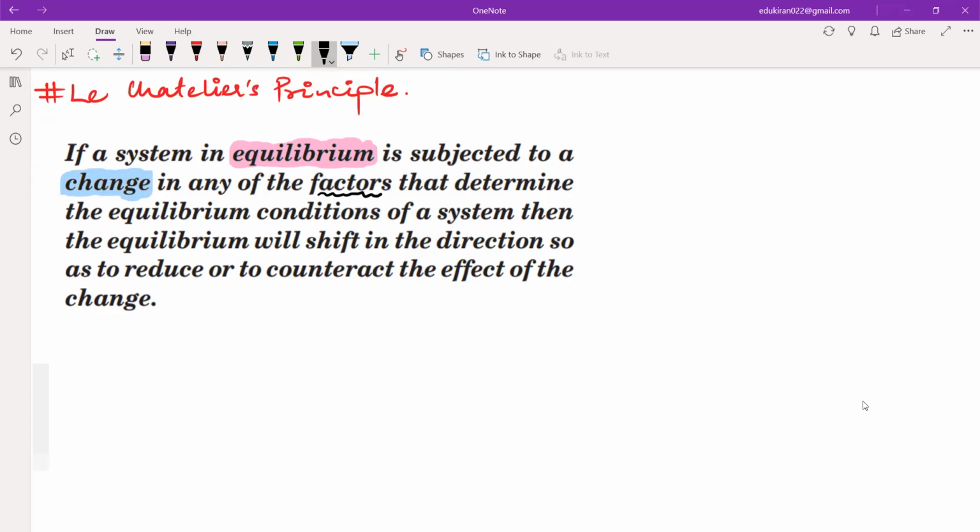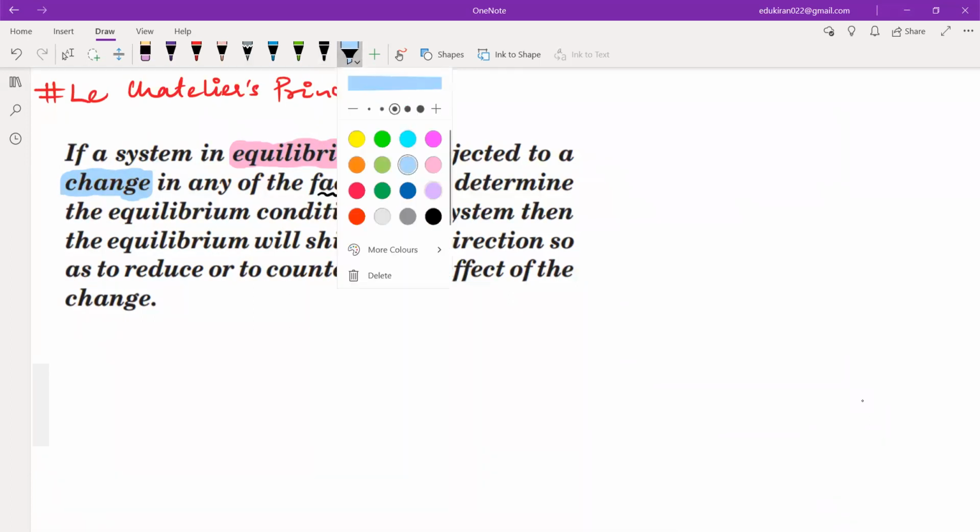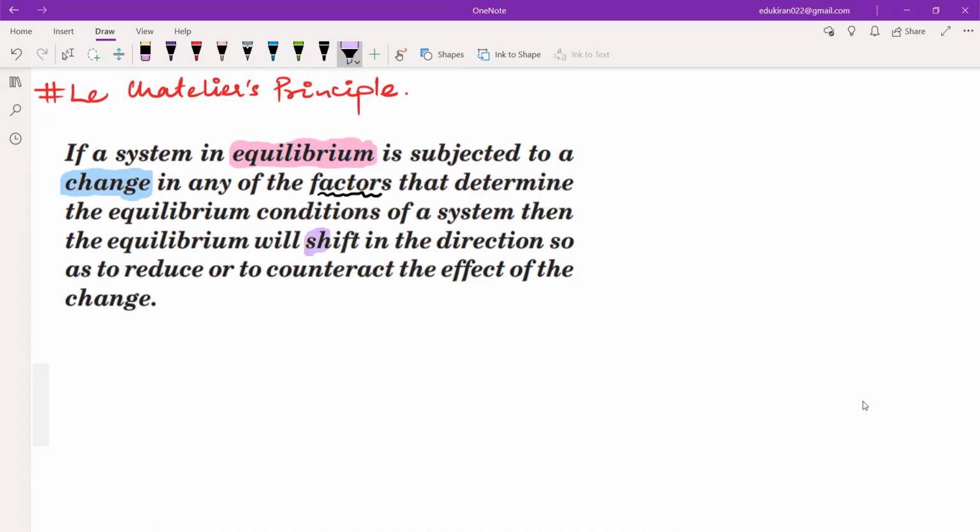So concentration determines the equilibrium, and then temperature determines the equilibrium. Whatever factor determines the equilibrium condition of a system, then the equilibrium will shift. Now who is doing this shift? The system or the human? The system. The system shifts in the direction so as to reduce or counteract the effect of the change. That means it has to minimize the change. So you can read this, and I hope it makes sense.